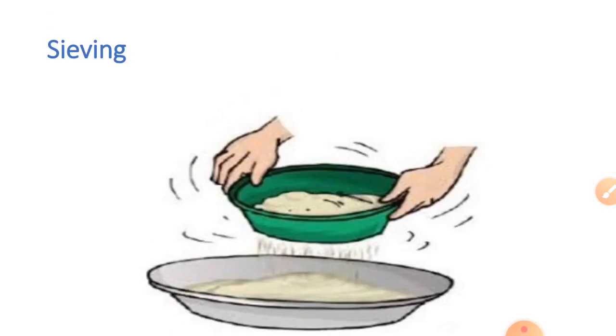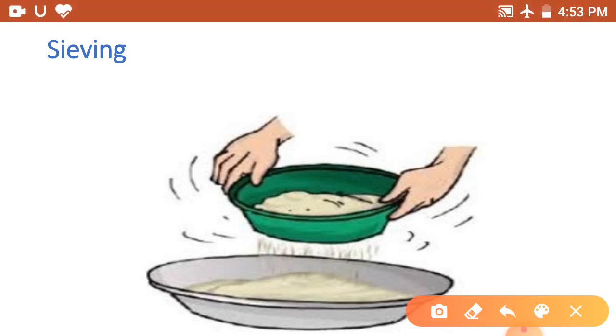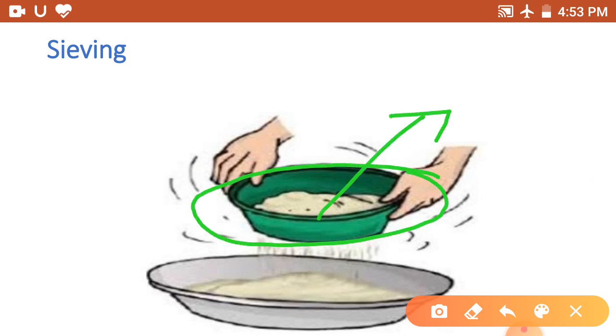Now the next method is sieving. Sometimes even after the grain seeds have passed through the stages of threshing and winnowing, husk may still be attached to the grain, or it may have collected stones and dirt in the earlier stages, which need to be removed. This separation is usually done with the help of a sieve. A sieve is a simple device.